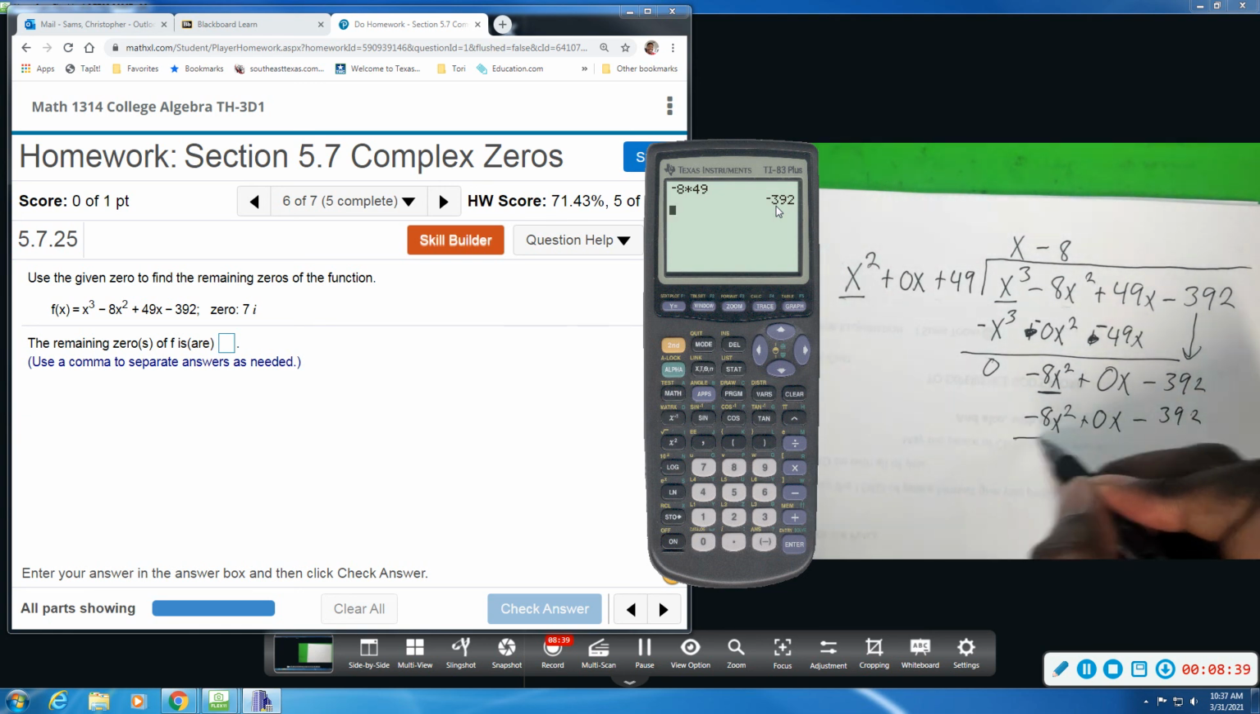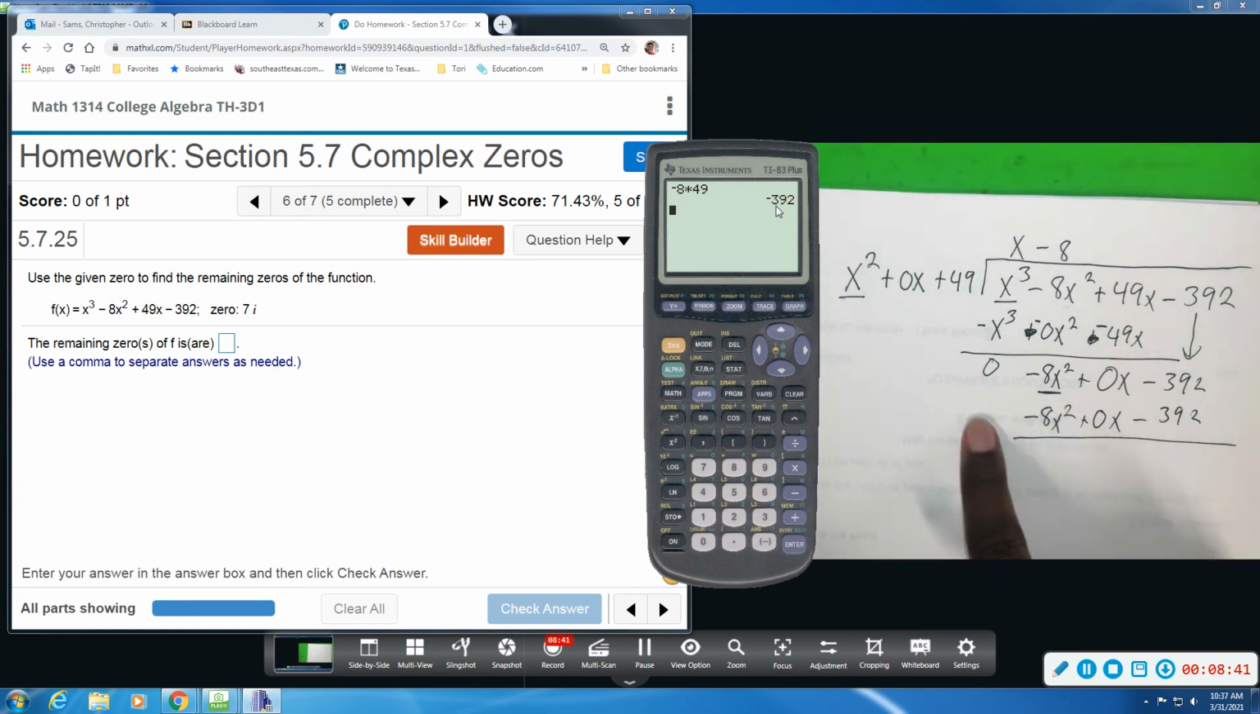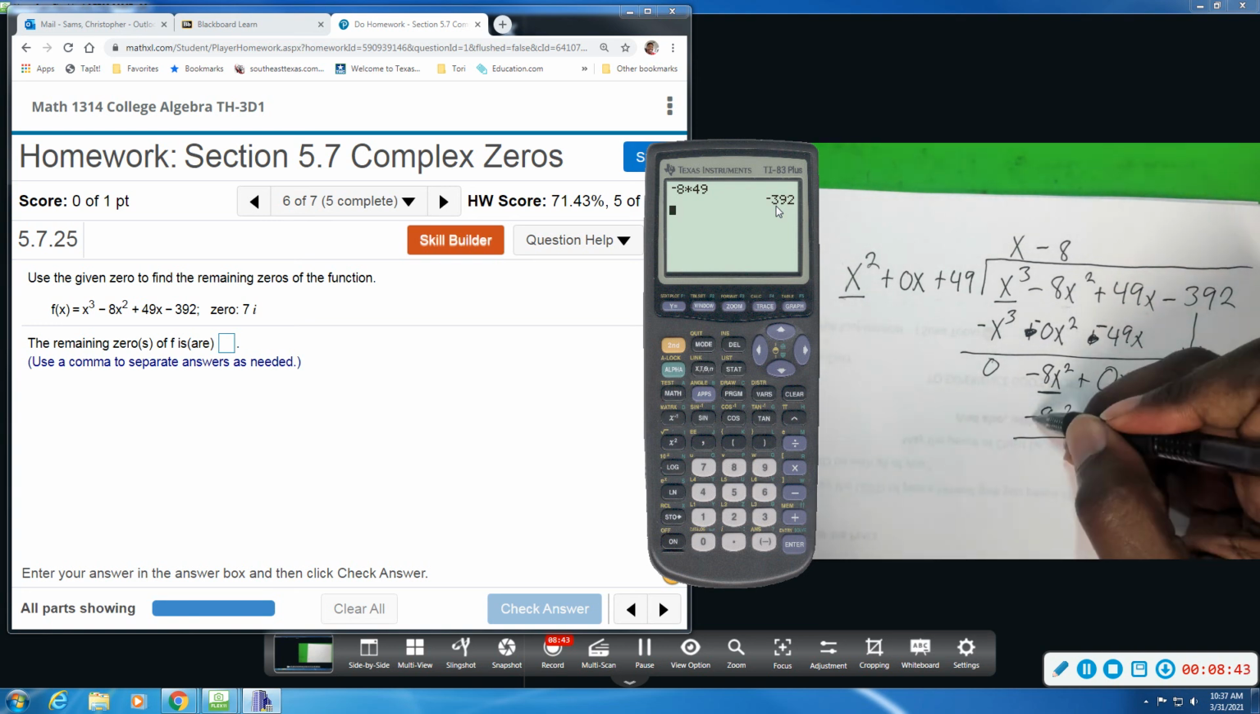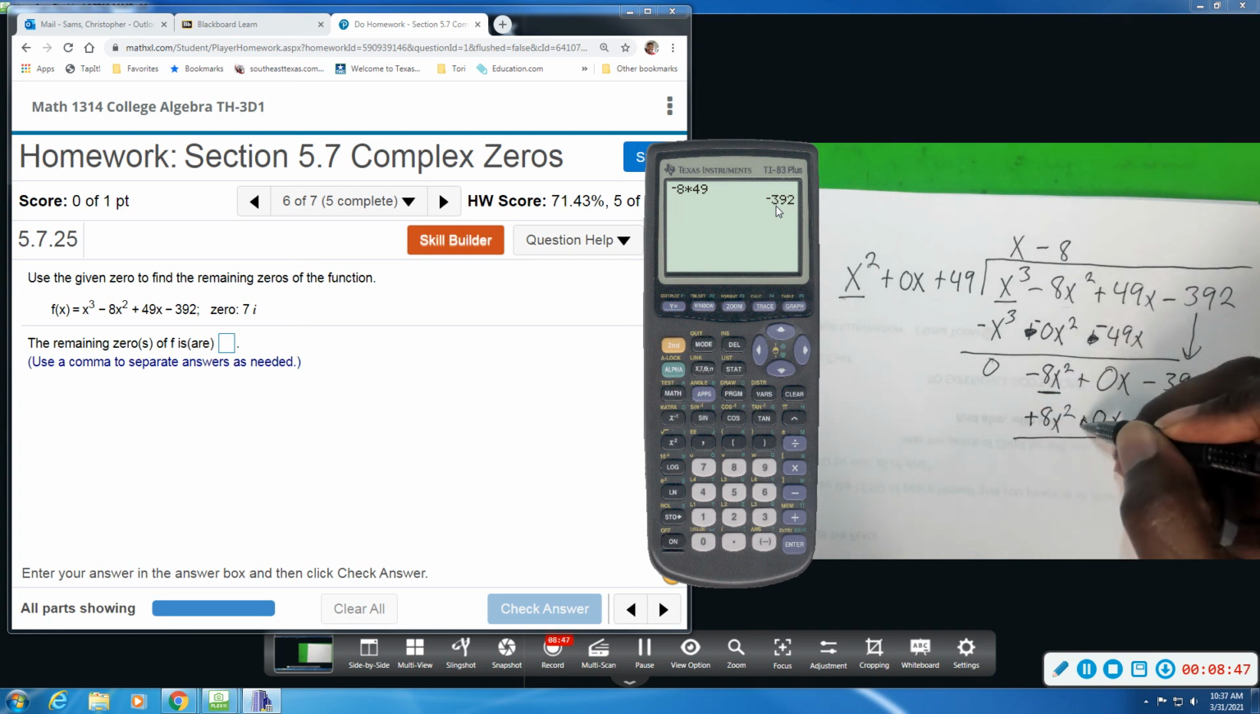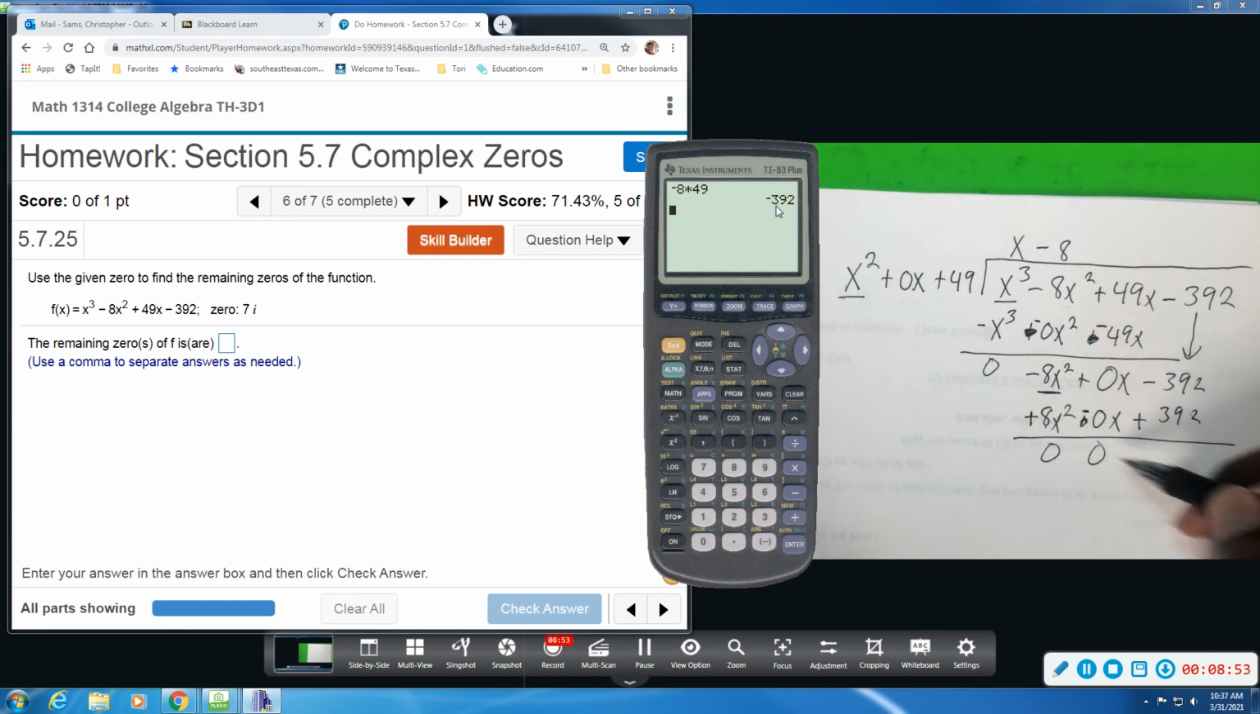Okay, so once we finish doing that, the process was to subtract. So all the signs change. This was negative, it becomes positive. This is negative, this will become positive. So opposite signs go to 0, that is 0, and this goes to 0. So we have no remainder, which is what we want.